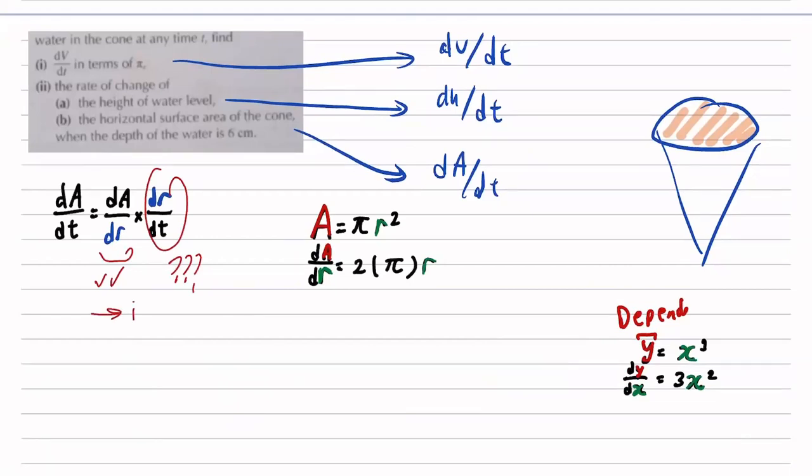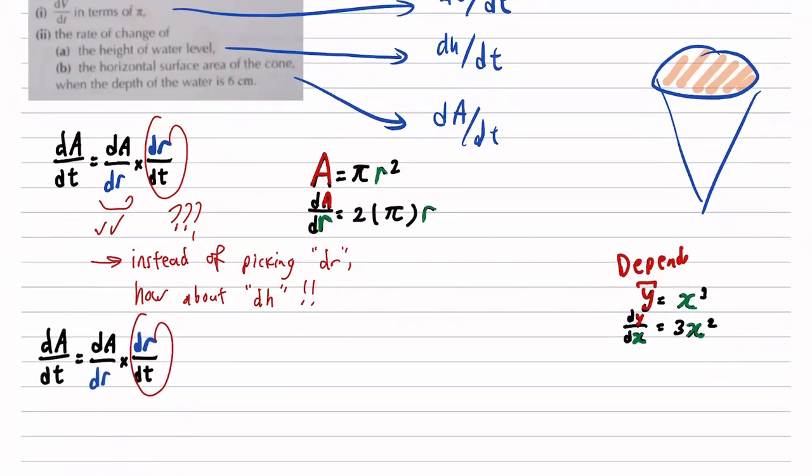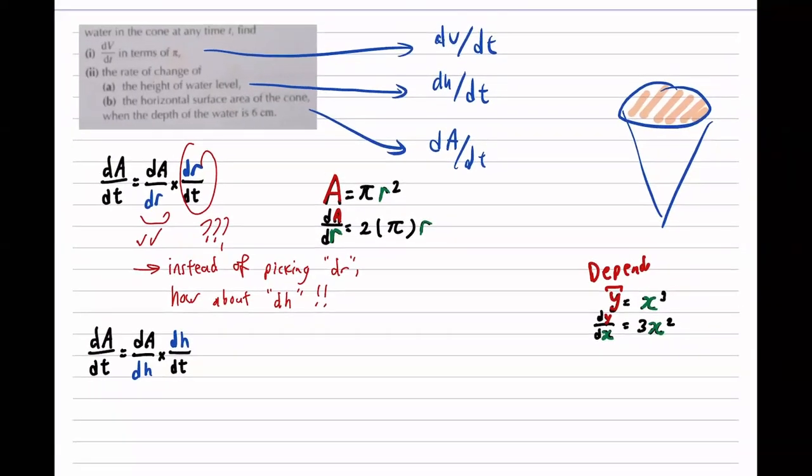It means that instead of picking r or dr, how about dh? dA over dh. Yes. So this time, instead of picking dr, we replace with dh. Let me just write it down first before I continue talking. Why is this a better choice? Because we don't have dr over dt.